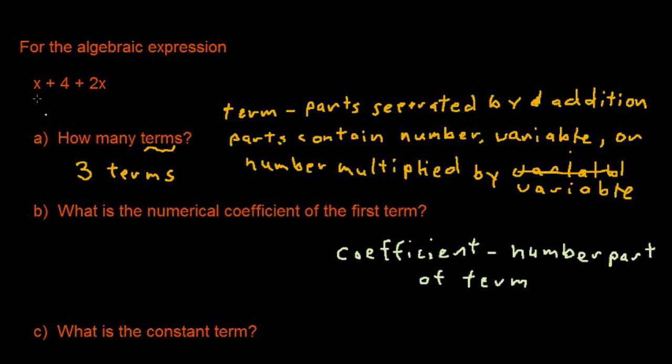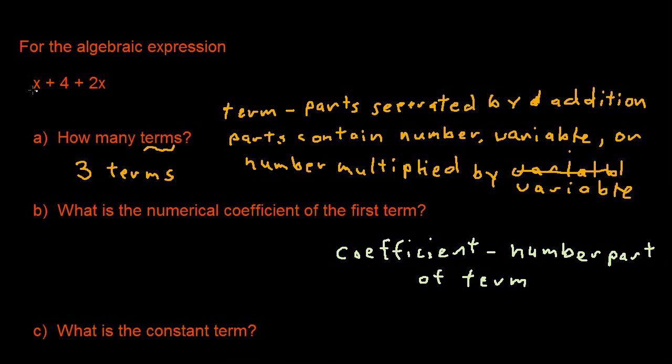But how about the first term? The first term doesn't have a number in it. And so when that situation occurs, it's assumed to have a factor of 1. So we can write the first term as 1 times x, and the numerical coefficient then would be the 1.